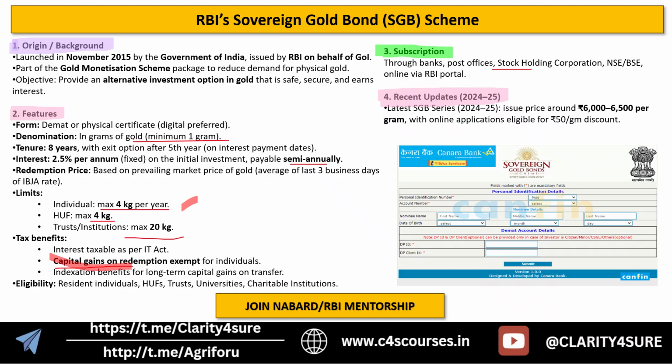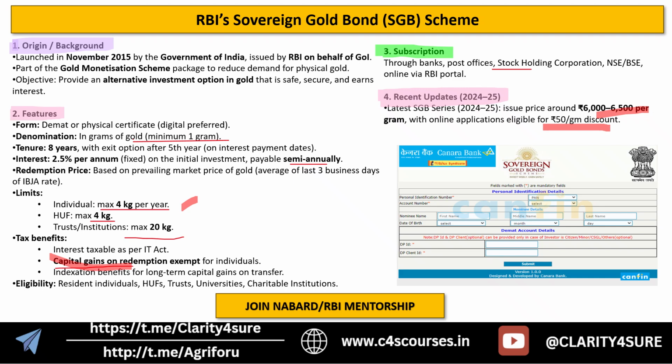Okay, this is very, very important. And who is eligible? Resident individuals, HUFs, trusts, universities, and charitable institutions. And subscription can be either through banks, post offices, or stock holding corporations also. Recent update: issue price was around 6,000 to 6,500 per gram, with online application eligible for a 50 rupees per gram discount. So this is related to the subscription rate of the sovereign gold bond. So what is the main idea of this sovereign gold bond scheme? It is nothing but to provide an alternate investment option in gold, which is safe, secure, and which will also earn interest. I hope this RBI sovereign gold bond scheme is also clear to you now.